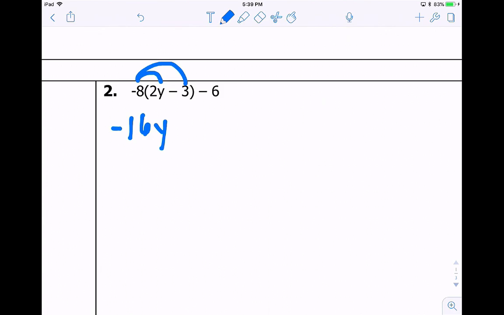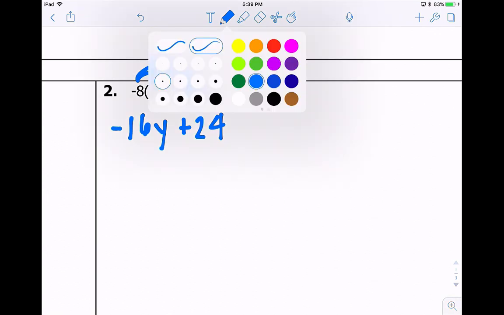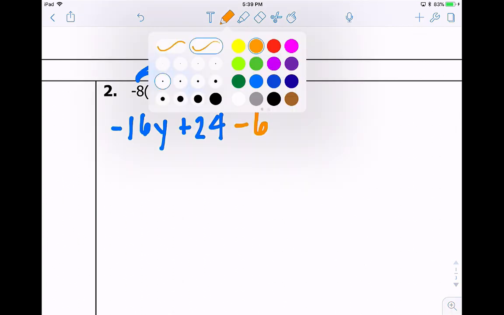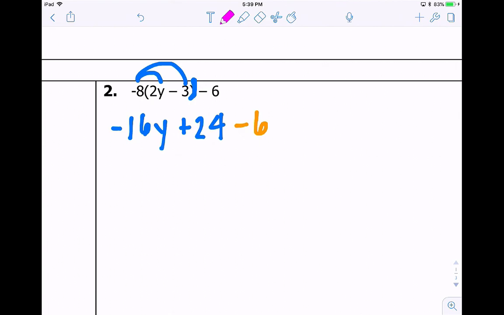Then we do -8 times -3. That'll get a lot of people. Negative times a negative makes a positive. So that's going to be +24. All right, and then our parentheses end. So we stop distributing right there, and we're just going to bring down that -6 that we have there on the end. And then we go back to our steps from yesterday on combining like terms. So when we're combining like terms, we're looking for what things are like that can go together. So we have a -16y. I don't have any other y terms, so that stays the same, just -16y.